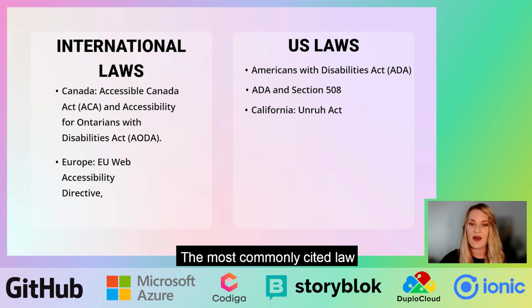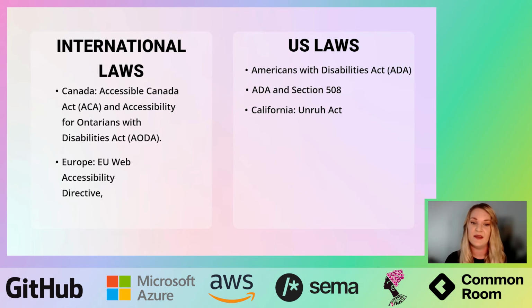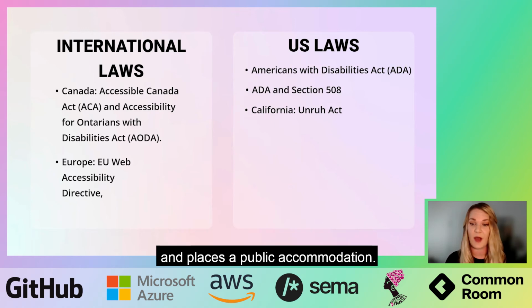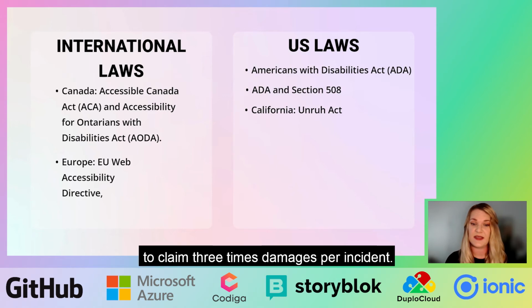The most commonly cited law for accessibility in the United States is the Americans with Disabilities Act, also known as the ADA. The ADA prohibits discrimination on the basis of disability in places of public accommodation. Additionally, some states have created their own accessibility laws based on Section 508 or other standards. These are called mini 508s. For example, California's Unruh Act under Civil Code Sections 51 and 52 applies to websites of all businesses. The Unruh Act allows plaintiffs to claim 3 times damages per incident.